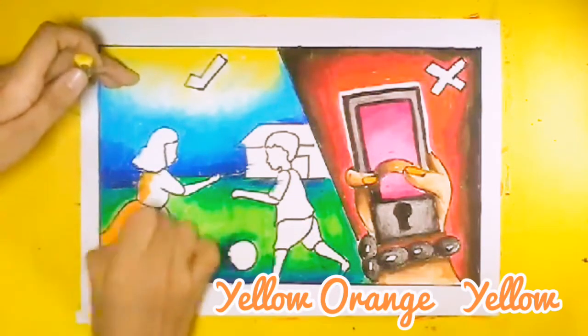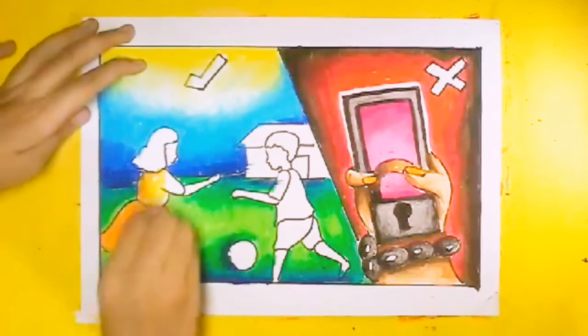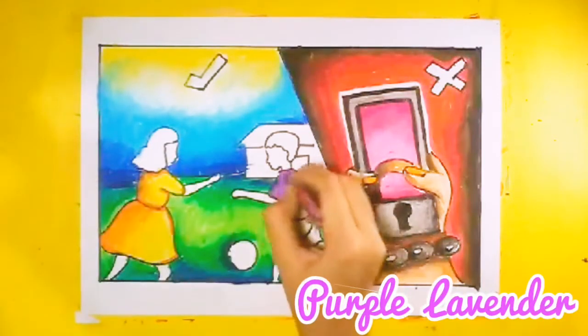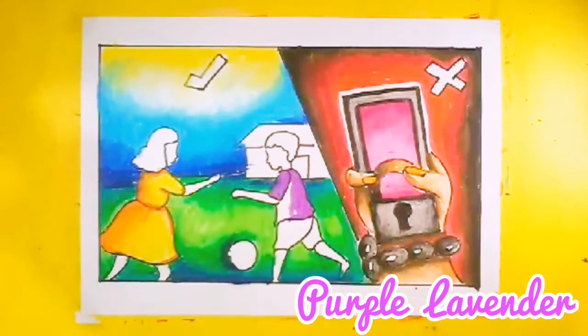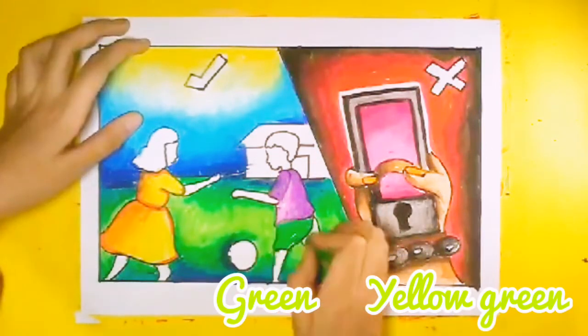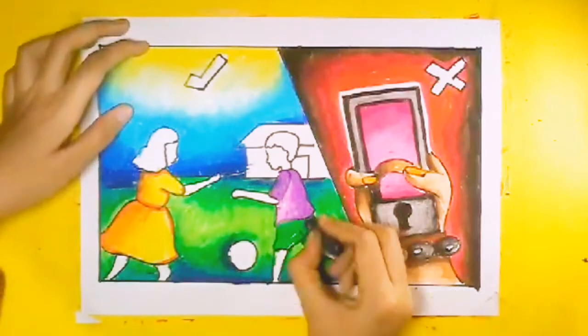Draw the girl's clothes with yellow, orange and yellow. Then draw the boy's robes with purple and lavender. His pants with green and yellow-green.